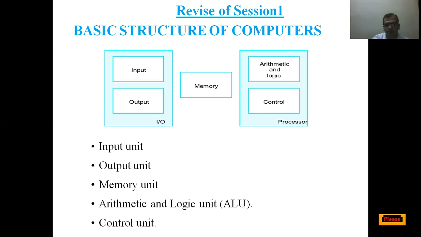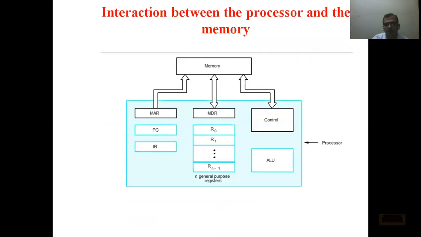So what are the functions of these units? First one, the input unit. The input unit sends the information to the processor, and the output unit displays the result from the processor. The memory unit stores the data. The ALU performs the arithmetic and the logical operations. The control unit sends control signals to the different parts of the computer and performs the actions of the different parts. So these are the five functional parts of the computers. They interact, the data gets processed, and the result is displayed on the output device.